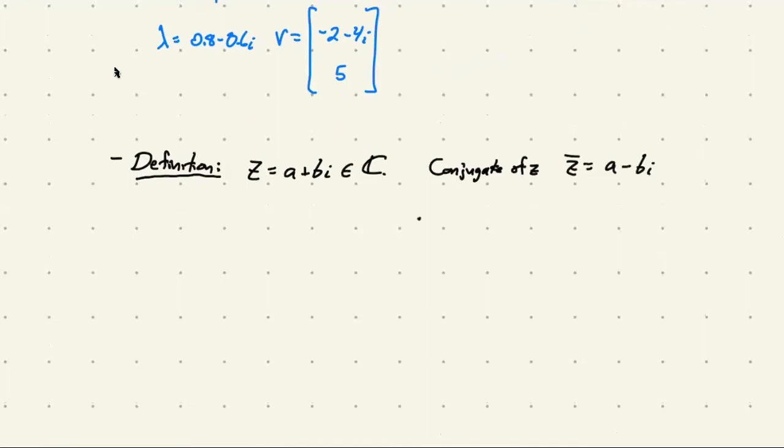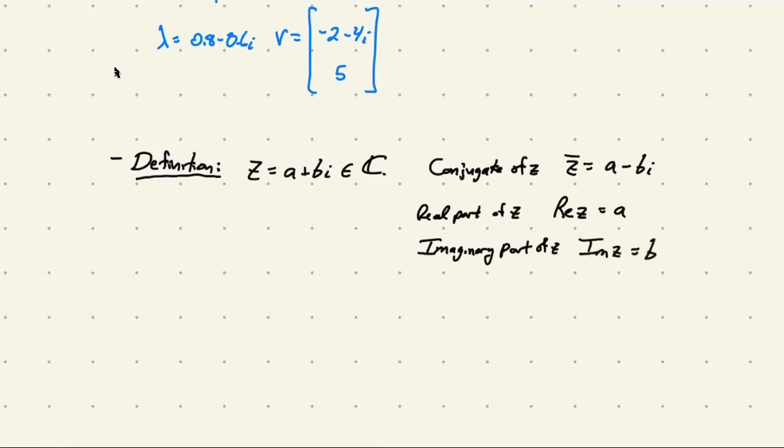Okay. The real part of z, we say re of z, is just a, and the imaginary part of z, we denote im of z, is equal to b. Okay. Most of you are taking complex analysis next semester, and you'll be very familiar with this by probably week 2. So these are just the parts of a single complex number.